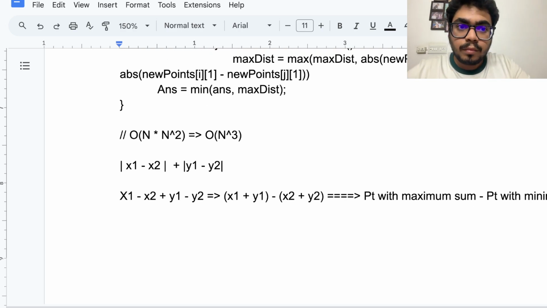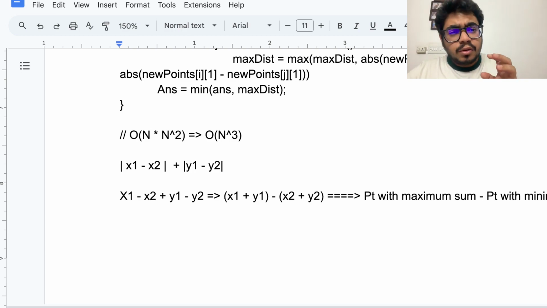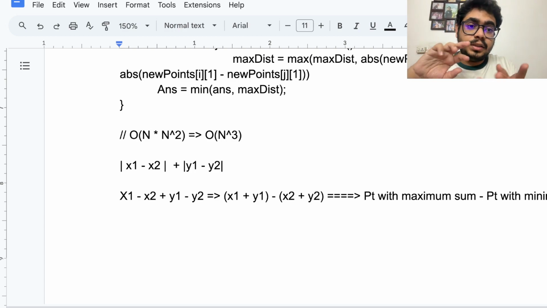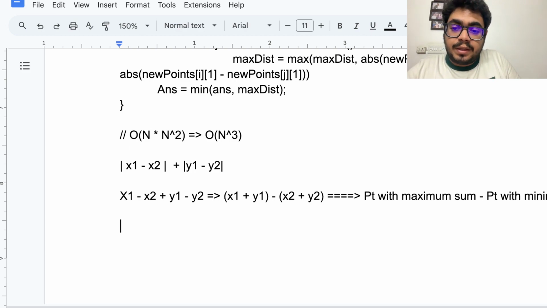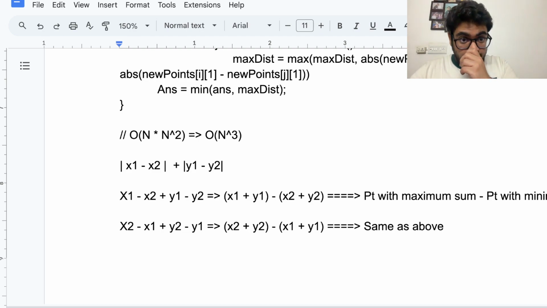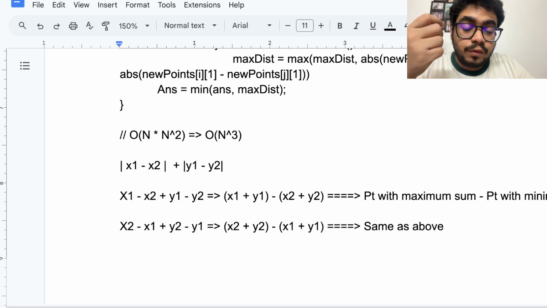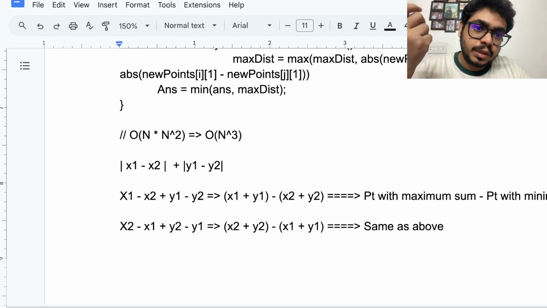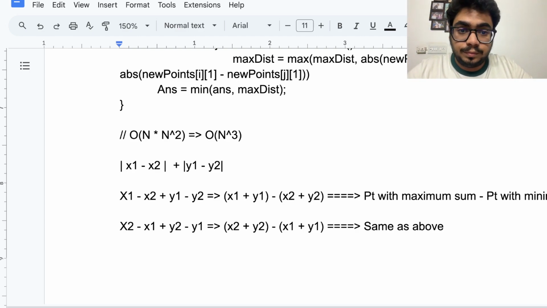right? Okay, let's also try to do a similar thing in the opposite way. So let's say x2 is greater than x1 and y2 is also greater than y1, so then I will get x2 minus x1 plus y2 minus y1. This again comes out to x2 plus y2 minus x1 plus y1 and goes into the same equation, same as above, right? So again, we have to find the two points which have maximum sum and minimum sum of their coordinates.